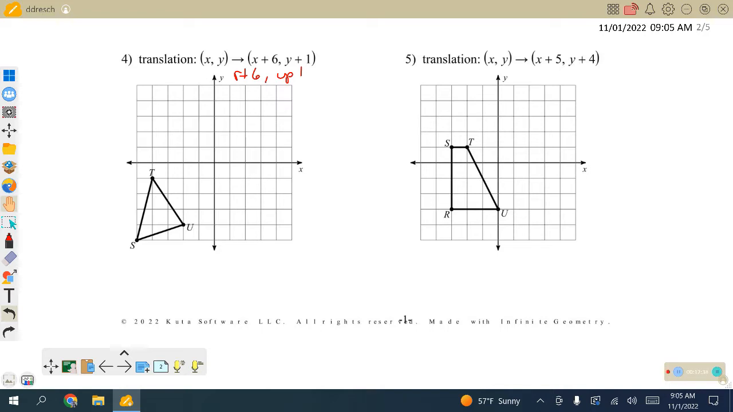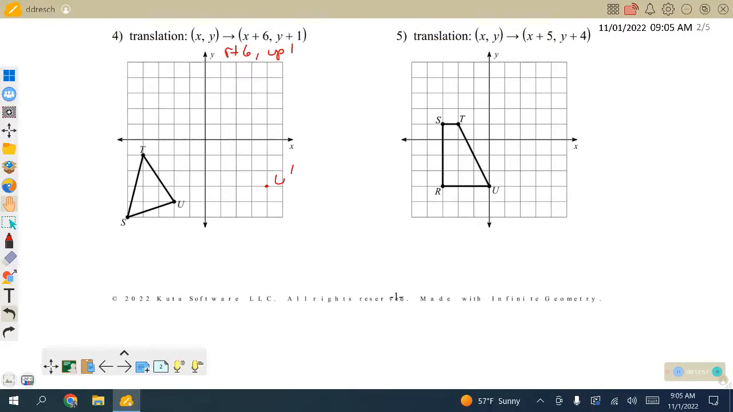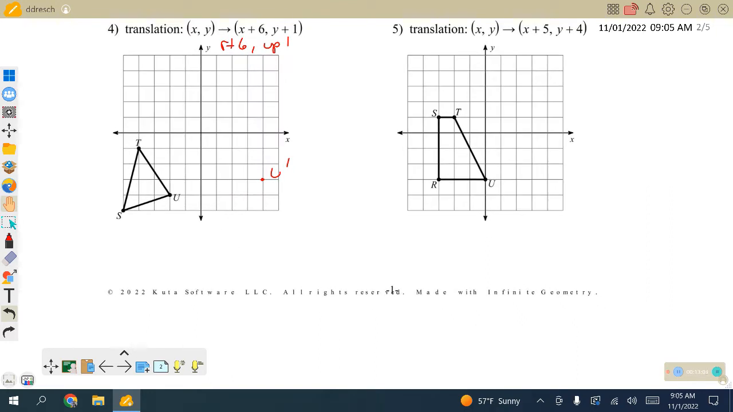Now you can run through that pretty quickly. Take a point, just follow it along. 1, 2, 3, 4, 5, 6, up 1. What is that? U prime. And did I put the primes on the previous one? Yep, I did. Always make sure you're putting those primes here. 1, 2, 3, 4, 5, 6. Oops, forgot to go up 1. And make sure you do the whole thing. It's easy to forget one of the parts of it. And 1, 2, 3, 4, 5, 6, up 1. 2 prime.